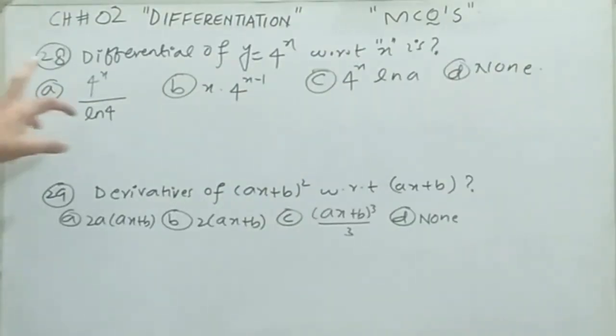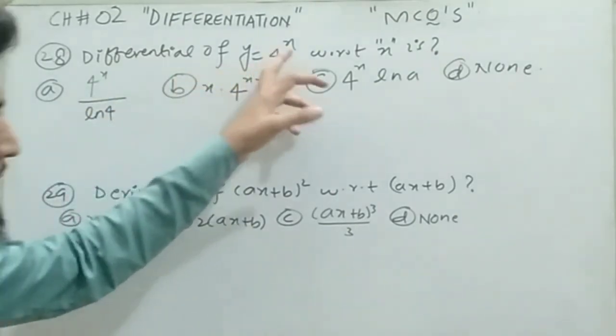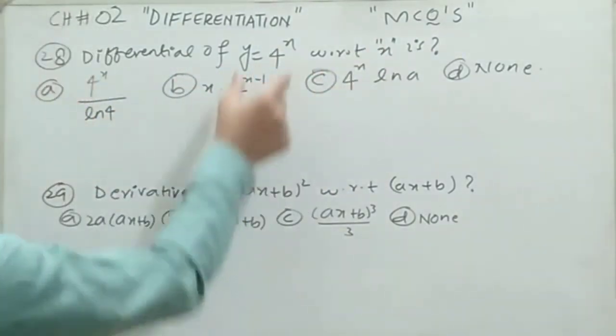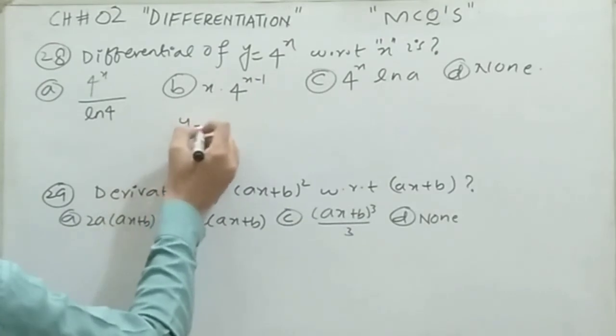Now move toward MCQ number 28. Differential of y is equal to 4 power x with respect to x. Using direct formula, we have y is equal to 4 power x.